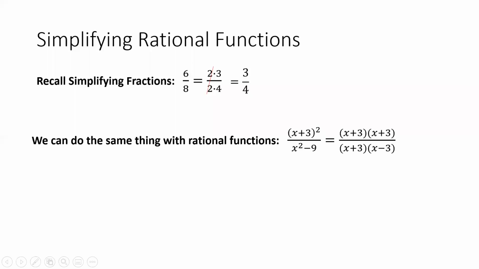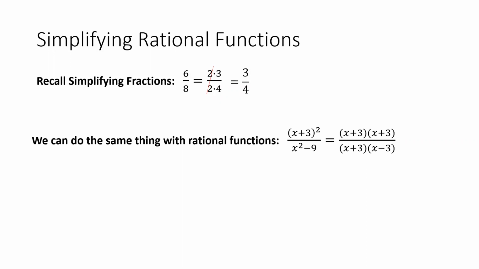So now this is the more complicated example. Now I have a rational function. I have something on top that I can factor, and something on bottom that I can factor. In fact, the bottom is one of the special factoring cases, difference of squares. So I get x plus 3, x minus 3 on the bottom.